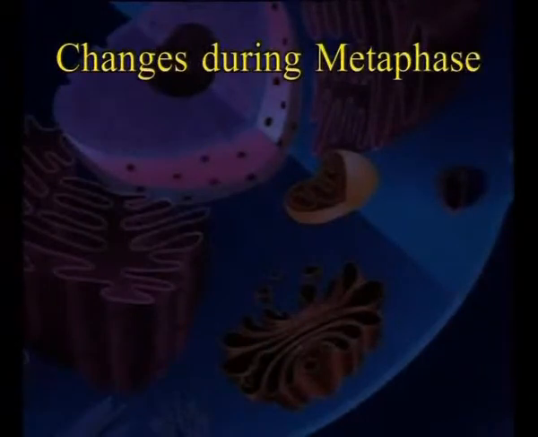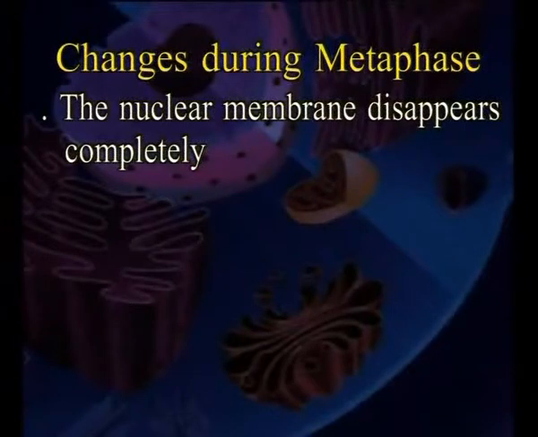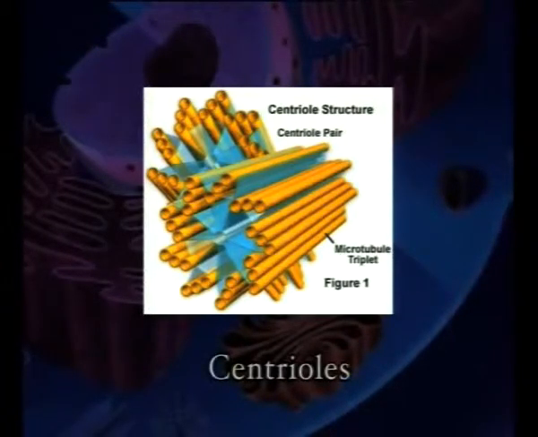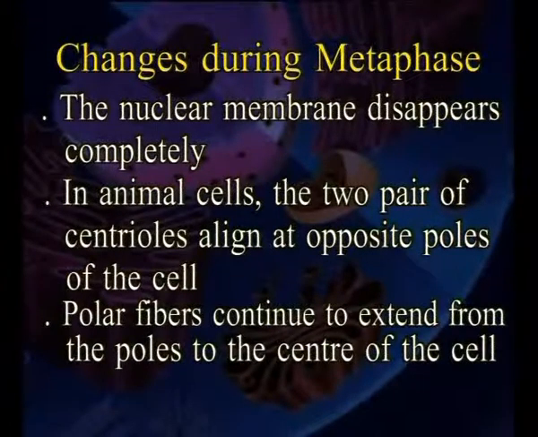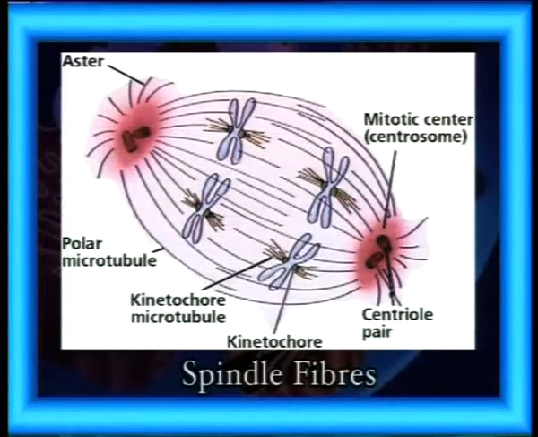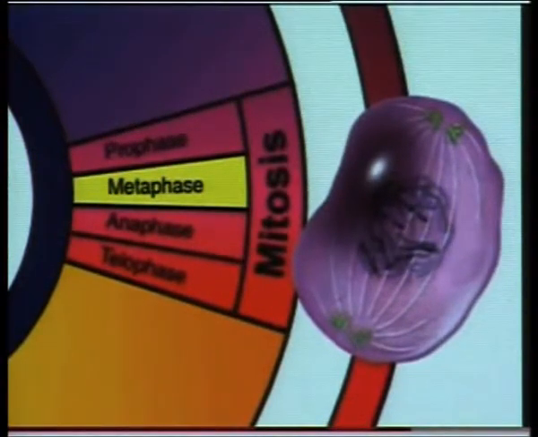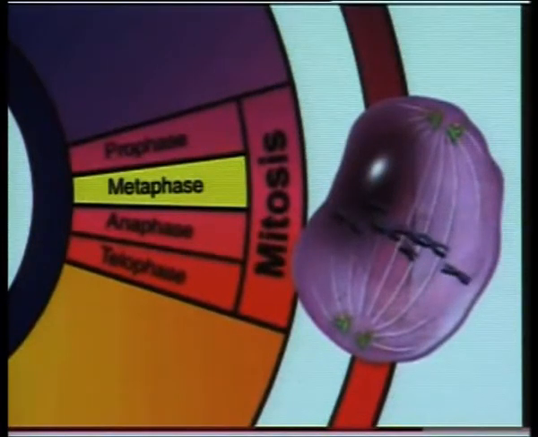Now, some changes take place during metaphase, and they are: number first, the nuclear membrane disappears completely. Number second, in animal cells, the two pairs of centrioles align at opposite poles of the cell. Number next, polar fibers, the microtubules that make up the spindle fibers, continue to extend from the poles to the center of the cell. Chromosomes move randomly until they attach at their kinetochores to polar fibers from both sides of the centromeres. Chromosomes align at the metaphase plate at right angles to the spindle poles. Chromosomes are held at the metaphase plate by the equal forces of polar fibers pushing on the centromeres of the chromosomes.